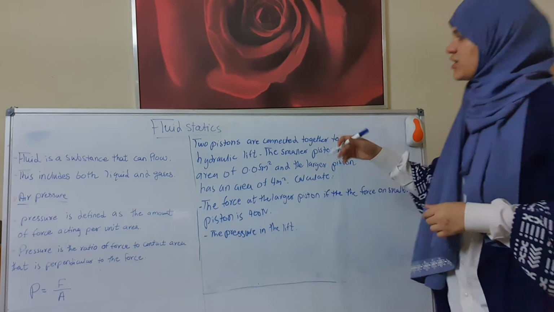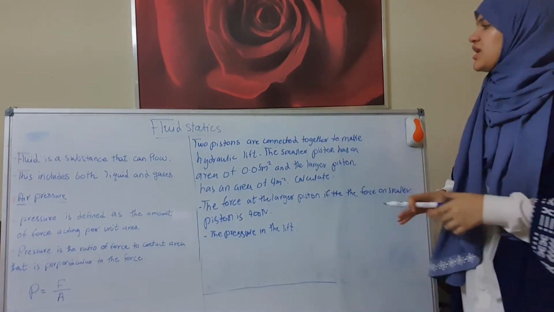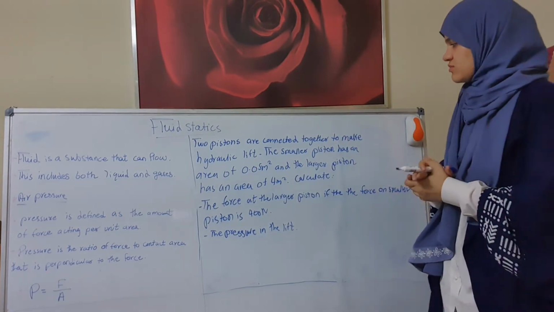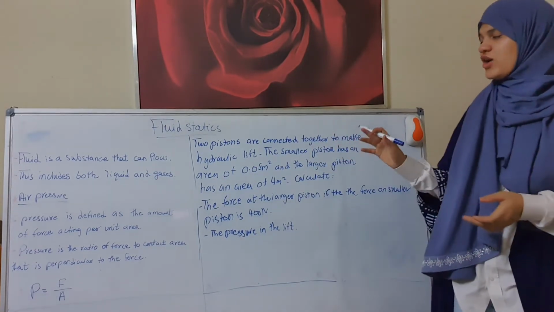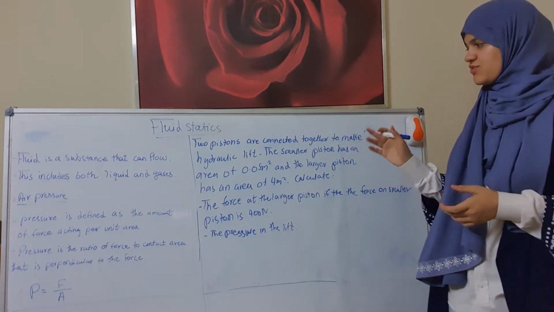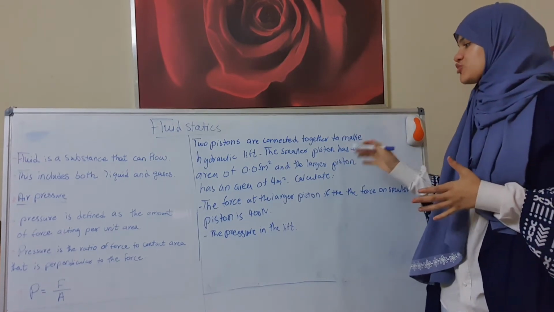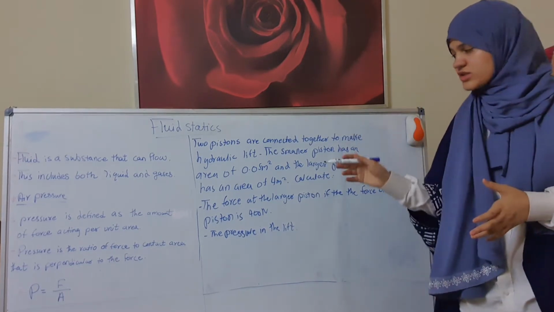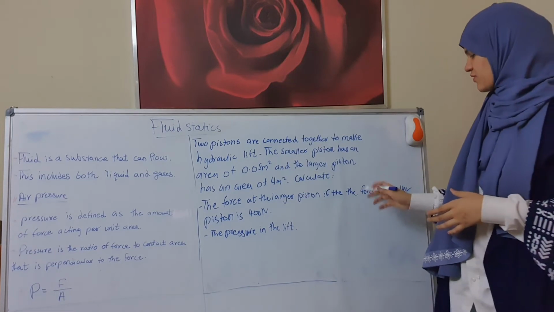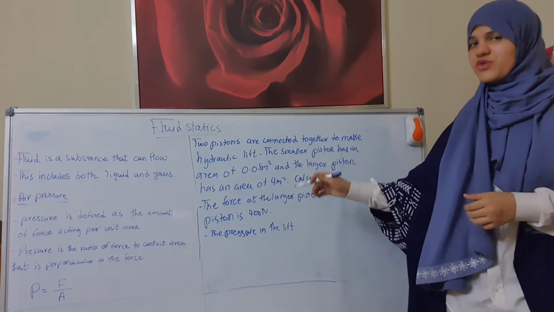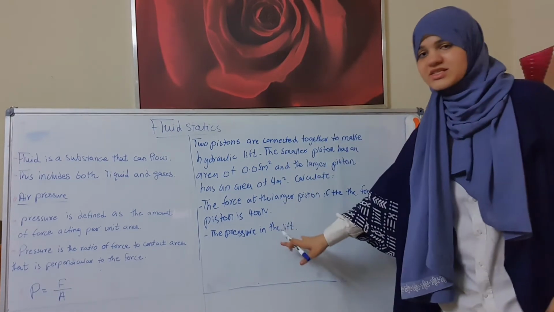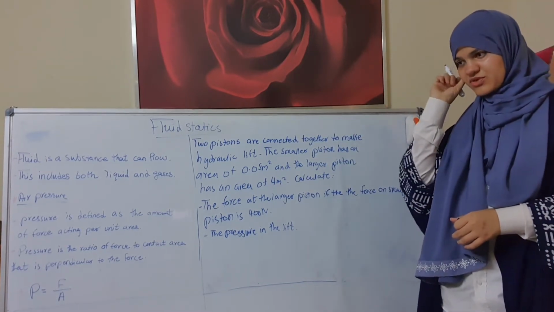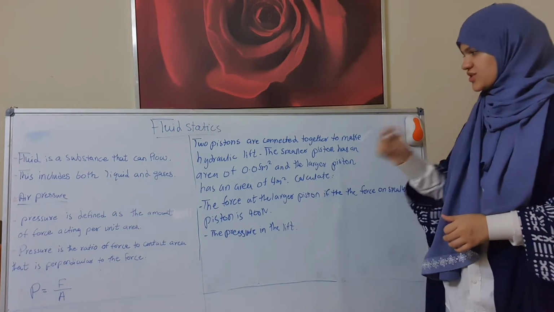Now let's see the example of the Pascal principle. Two pistons are connected together to make a hydraulic lift. The smaller piston has an area of 0.05 meter squared, and the large piston has an area of 4 meters squared. Calculate the force at the larger piston if the force on the smaller piston is 400 Newton, and the pressure in the lift. Okay, first of all, we'll see the pressure, then we'll see the force of the larger piston.